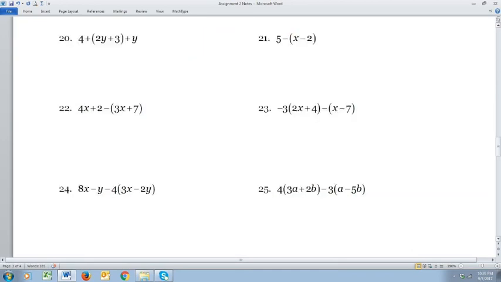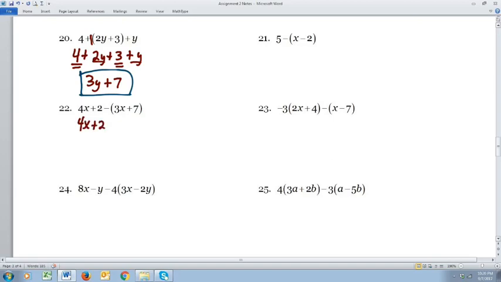All right, so on number 20, we've got a problem just like that. We can bring down the 4. Again, because we have a plus in front of parentheses, it's just a 1 times that. We really don't need the parentheses there. We get 2y plus 3, and then don't forget to bring that y down. You're going to have 3y. 4 and 3 is going to give you 7. Let's move on to 22.